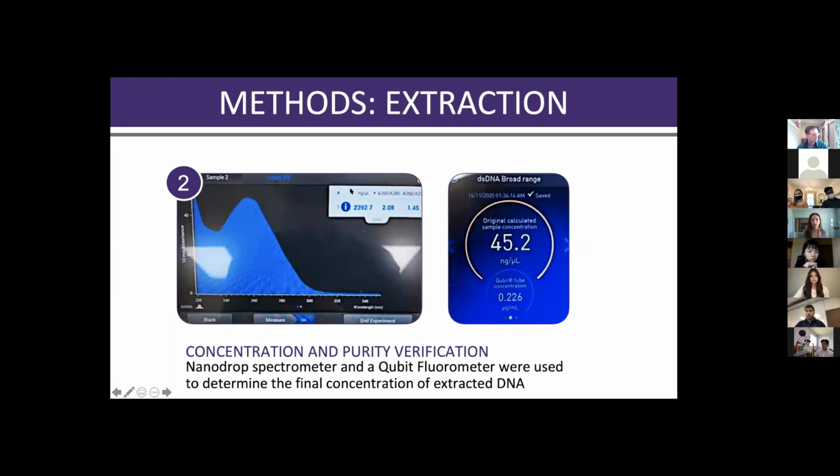DNA concentration and purity was verified with a NanoDrop spectrophotometer and Qubit fluorometer, and a sample was sent out to the Pittsburgh Bacteriophage Institute for next generation Illumina sequencing.